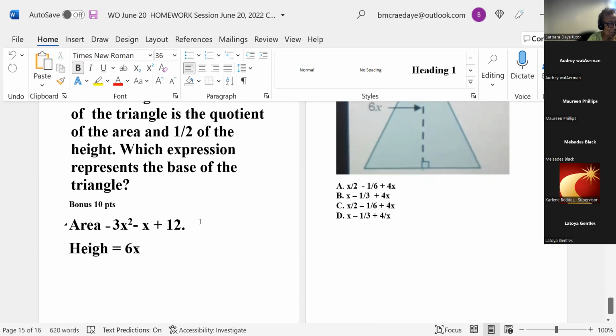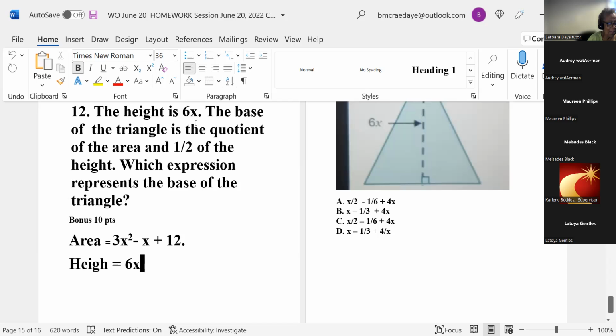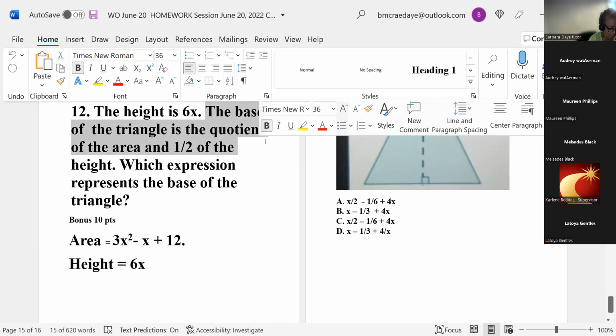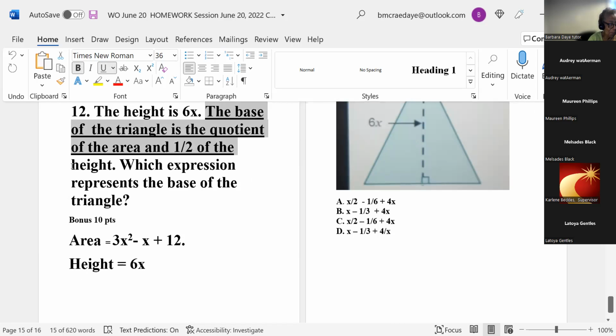Half of the height. No, read this just like it says in the problem. What does the problem say the base is? The base of the triangle is the quotient of the area and half of the height. Now, what do you mean by quotient? Division. That's what you get from division, right? So let's put here, quotient.